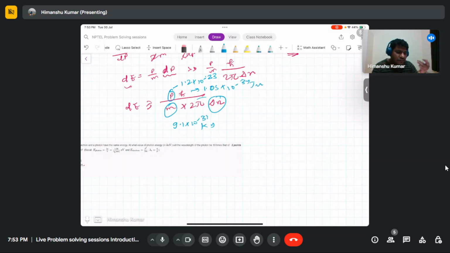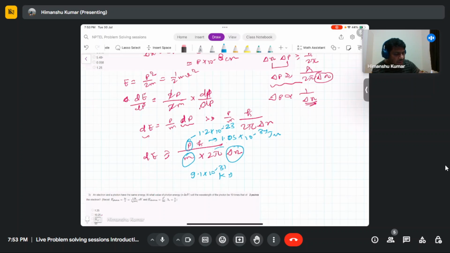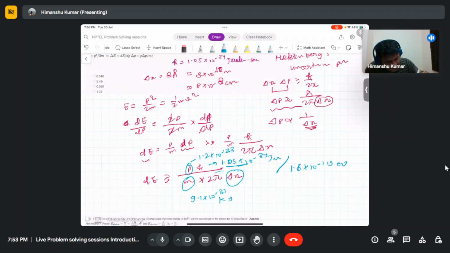If you put the Planck constant value in joule second, you will get the uncertainty in joules. To get it in electron volt, you need to divide by 1.6 into 10 power minus 19, because 1 electron volt corresponds to 1.6 into 10 to the power minus 19 joule. So you can convert to electron volt. You will get around 5.48 electron volt, which is option B, for the answer.